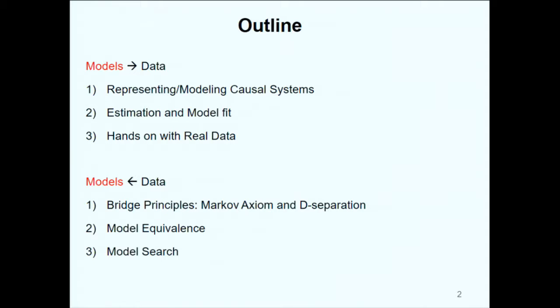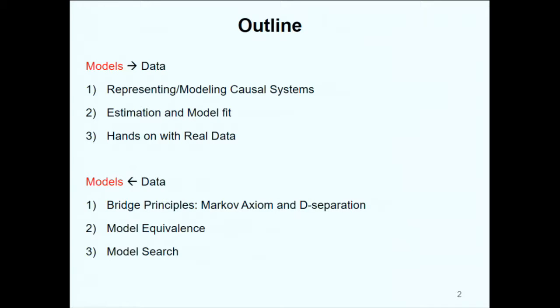And that requires some early work in trying to get some bridge principles that connect these models and what they mean causally to the kind of things we might observe in the data, that will tell us something about causation as opposed to just association and correlation. Those bridge principles are the Markov axiom and d-separation.